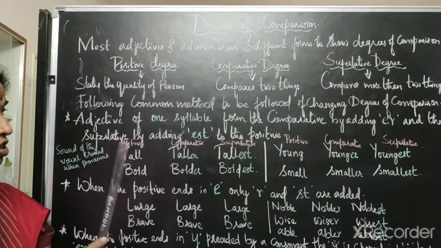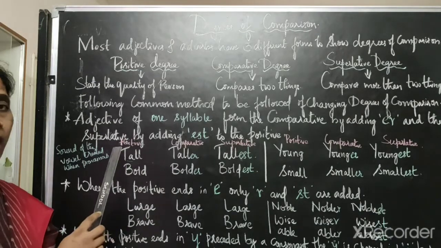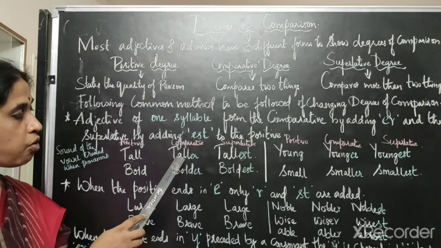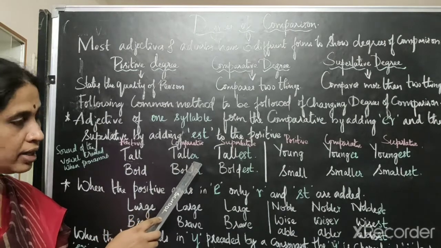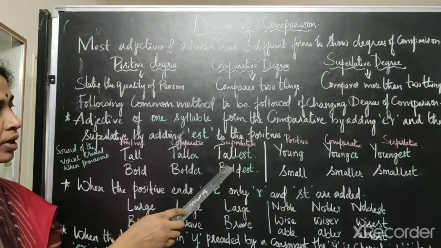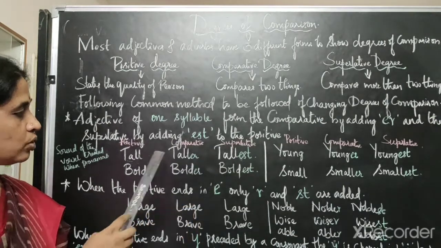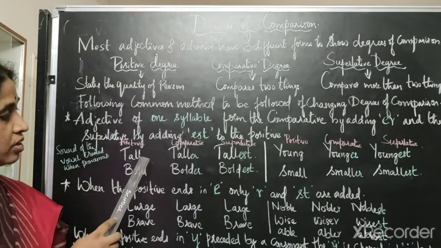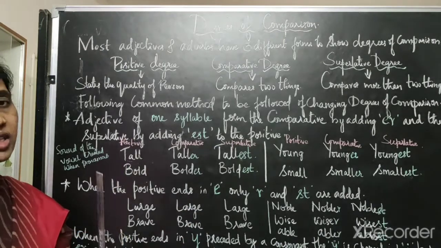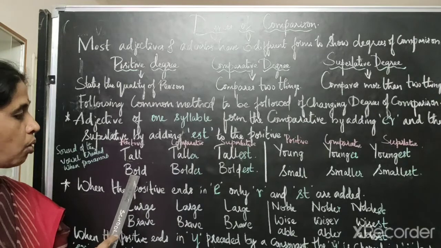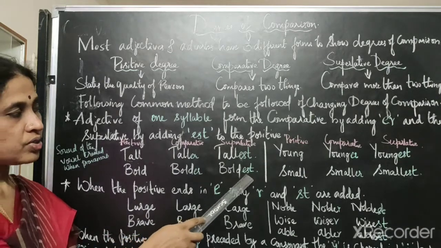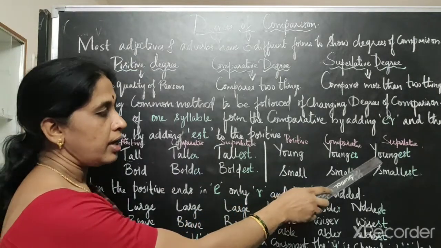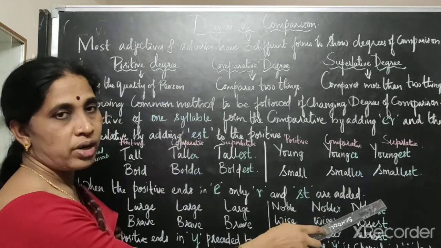So the first rule says that adjectives of one syllable form the comparative by adding er and the superlative by adding est to the positive degree. This word has only one syllable. Okay, bold, bolder, boldest, young, younger, youngest, small, smaller, smallest.